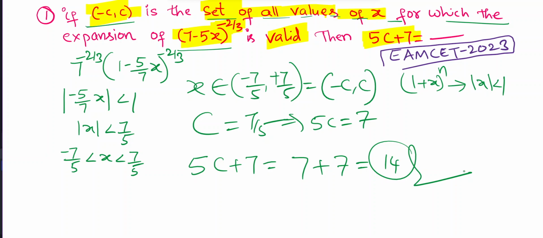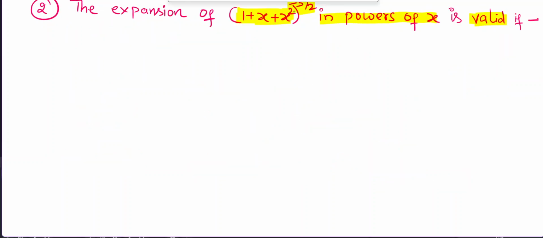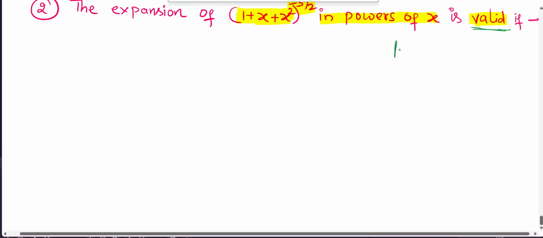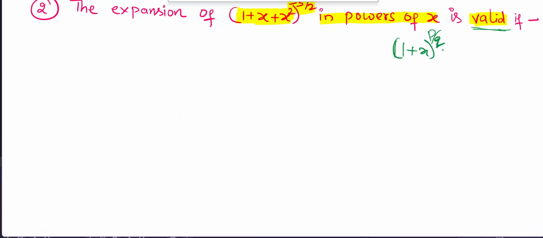This is the second question from Binomial Theorem. Here is given the expansion of (1 + x + x^2)^(-3/2) in powers of x is valid if. We know the formula (1 + x)^(p/q), this expansion is valid for |x| < 1. Here it is |x + x^2| < 1.